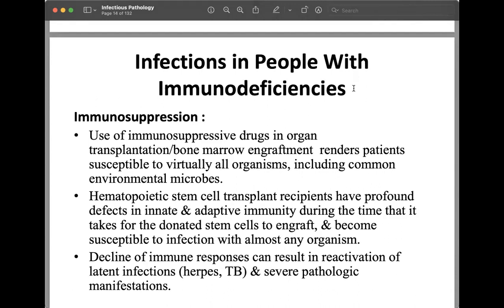Apart from acquired immune deficiencies, immunosuppression can also cause infections. Okay, so we use immunosuppressive agents in transplant because you are introducing a new tissue or a new organ in the body, and you don't want the immune system recognizing this as a foreign entity and attacking the transplant. So you have to keep these patients in an immunosuppressed state. Okay. You also have hematopoietic stem cell transplants. Okay.